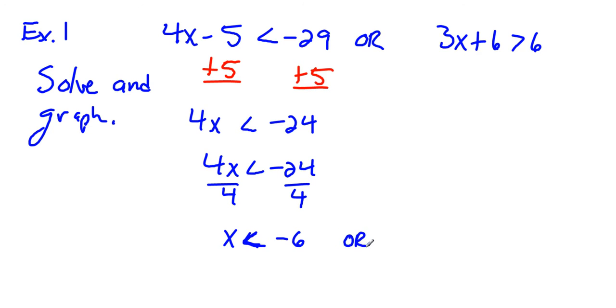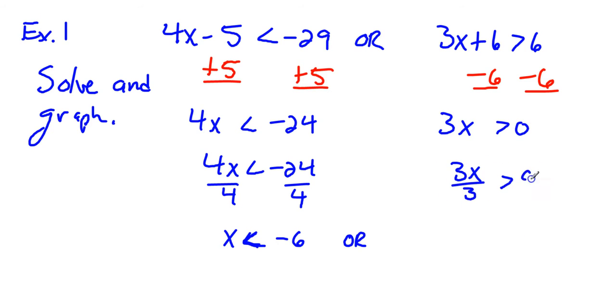Okay, then we'll put the OR. And for this one, we'll do the same thing over here. We'll solve this inequality. For this one, just minus 6 on both sides. Got 3x greater than 0. And when you divide both sides by 3, it's just x greater than 0.